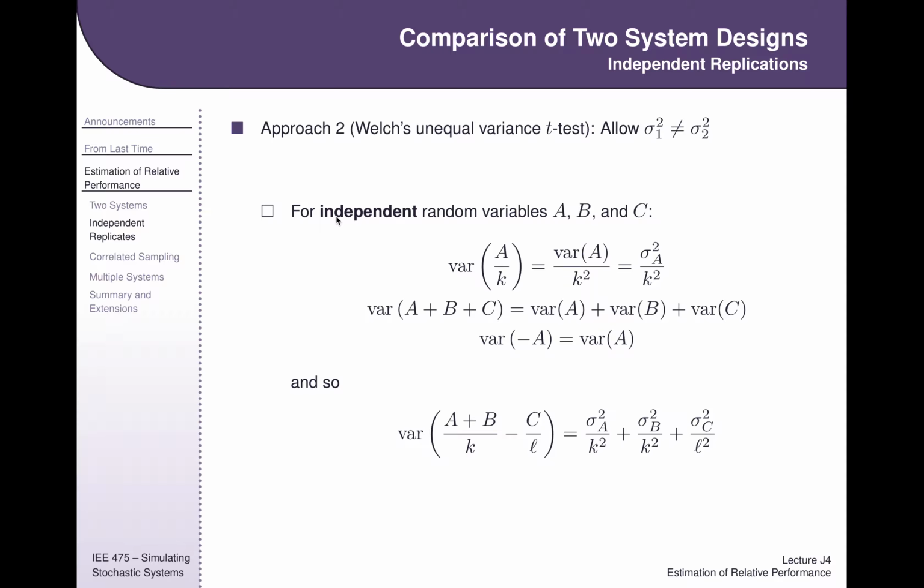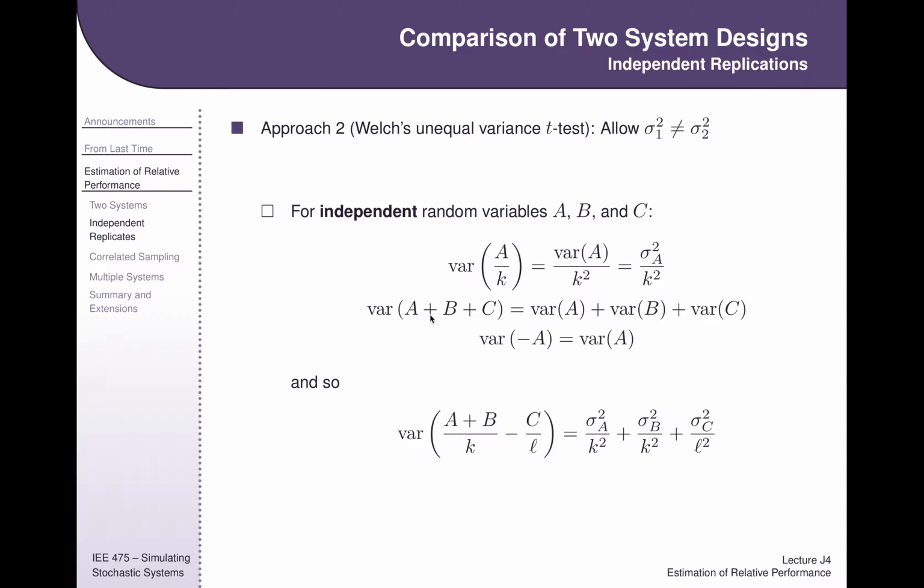If you know that you have independent random variables A, B, and C, then all of these properties hold. Like the variance of a random variable A divided by a scalar k is just the variance of A over k squared, and this is just another notation for that.